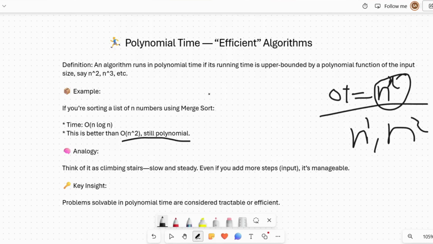Most of the problems we solve in the real world are polynomial problems, and they can be solved in polynomial time.